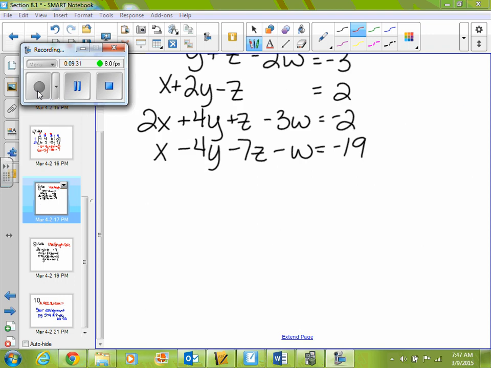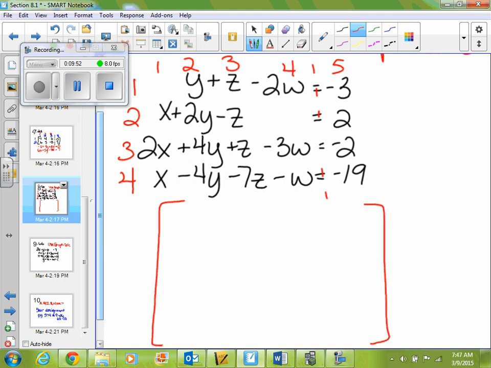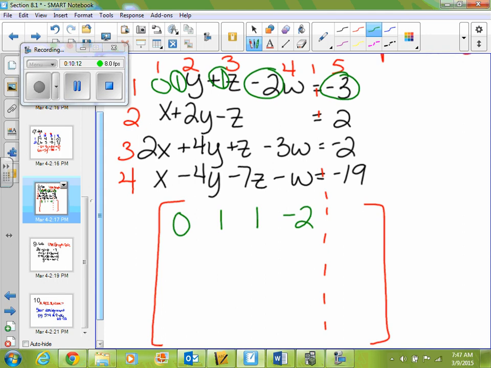Alright, so I'm going to make a matrix out of this system. The first thing I know is that I have 4 rows, and then I also have 5 columns. For my first row, I'm given 0, 1, 1, negative 2, and negative 3 as my coefficients. So 0, 1, 1, negative 2, and negative 3.